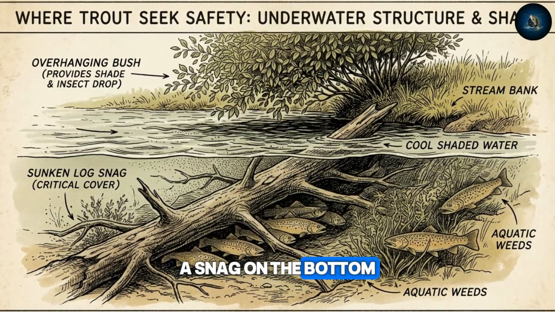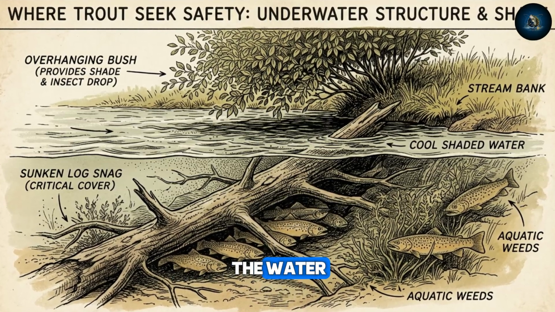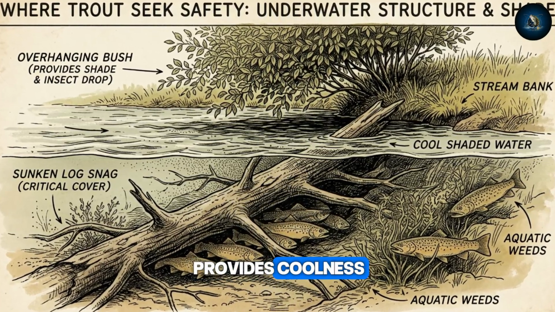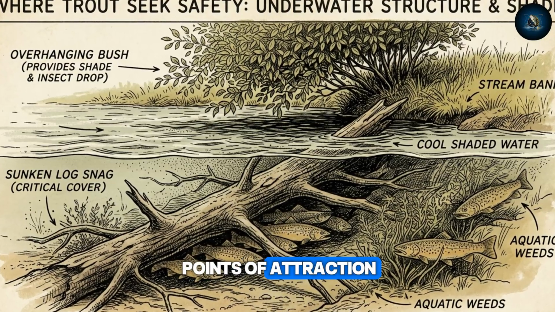Cover is what allows fish to feel safe. A snag on the bottom, an overhanging bush above the water, or the edge of the weeds where shade provides coolness. All of these are points of attraction.